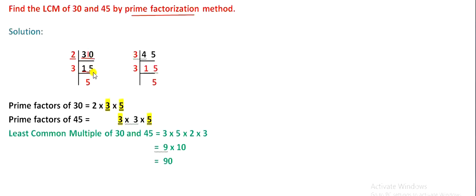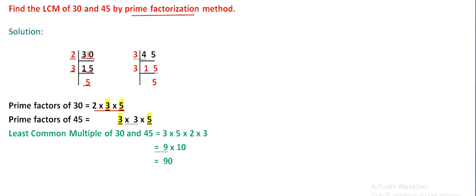15 is an odd and composite number, it is not divisible by 2, it is divisible by the next prime, 3. We wrote 3 here. 15 divided by 3, we get the quotient as 5. The prime factors of 30 we got as 2 into 3 into 5. That only I wrote here, 2 into 3 into 5.